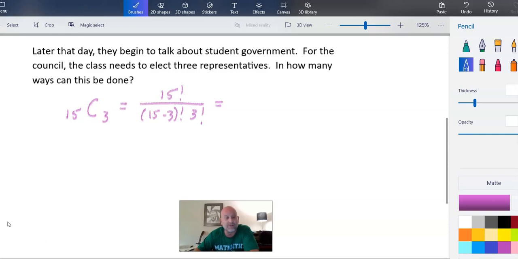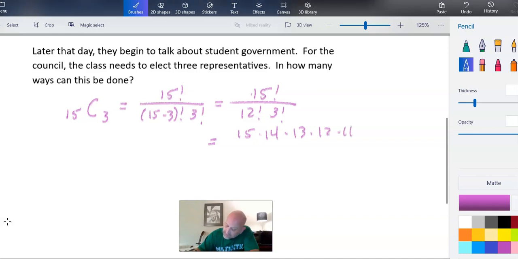With these factorials, it turns out that you can cancel out stuff everywhere. So 15 minus 3 factorial, let's see here, that's going to be 12 factorial. And then we have 3 factorial. Everything in the denominator always cancels out with these factorial problems. So if I look at what this actually is, this is 15 times 14 times 13 times 12 times 11 times 10 times... Do I want to write all that out? I don't know.